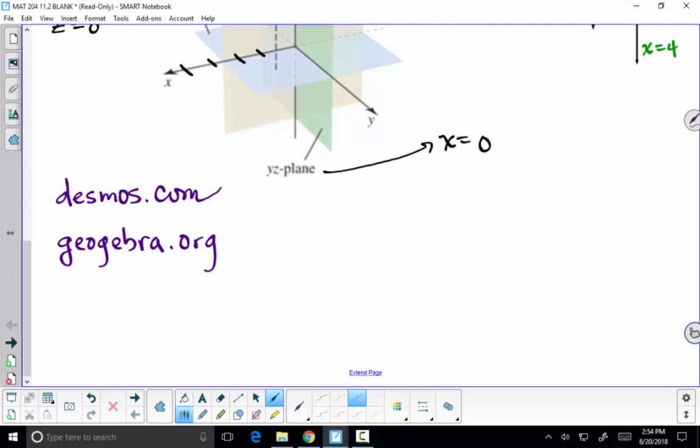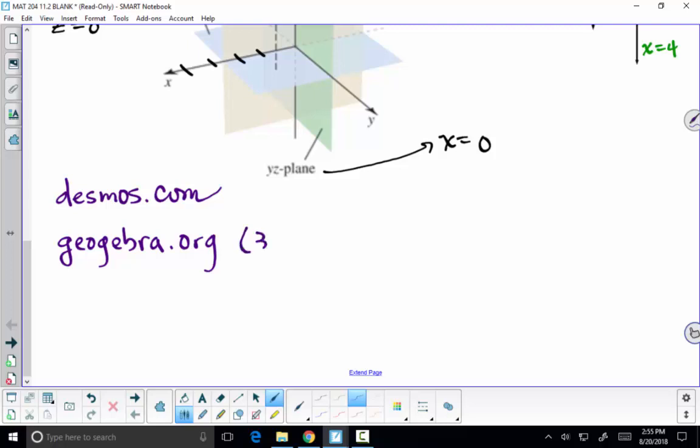GeoGebra, a combination of geometry and algebra, released their 3D grapher just a couple years ago, and it's really good now. It's very, very good. If we have time at the end, I'll pull it up at some point. You can graph planes and play around, graph all sorts of surfaces. It shows intersections really nicely. It's super cool. All right, let's go to the next slide.